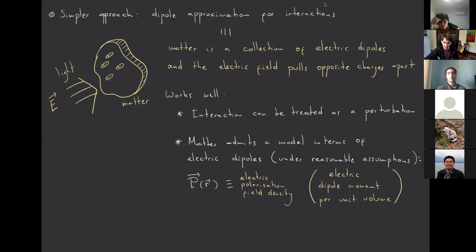Okay? So essentially what I'm saying is that the first thing that we need in the description of this kind of light matter interaction is to be able to find out what is the number of dipole or dipole moment per unit volume that we have in the material. So if we have a model for that, then this method can be used.